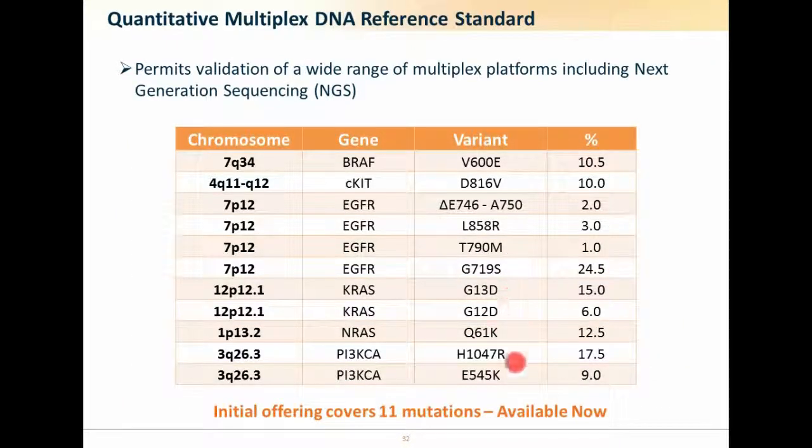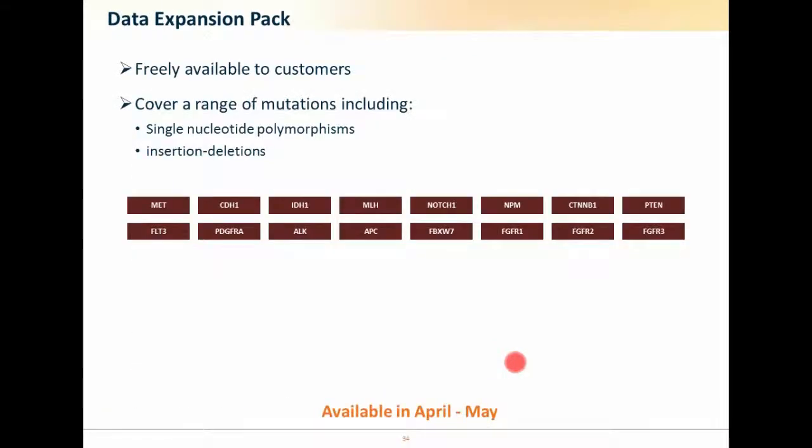these 11 already, so we will then be building up a multiplex standard that will contain somewhere in the region of 30 features, and after that there's another 20 that we'll be focused on. So the aim would be to have a multiplex standard that would have up to 50 features.